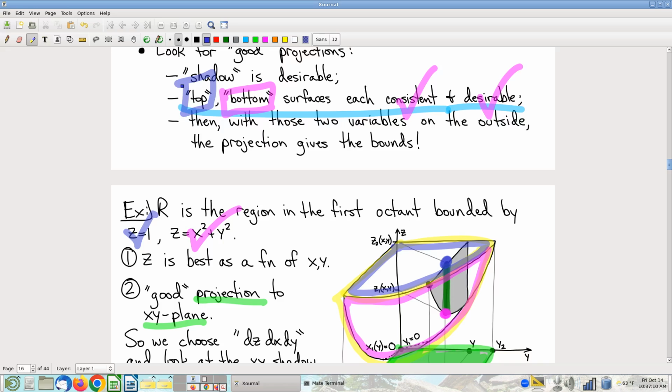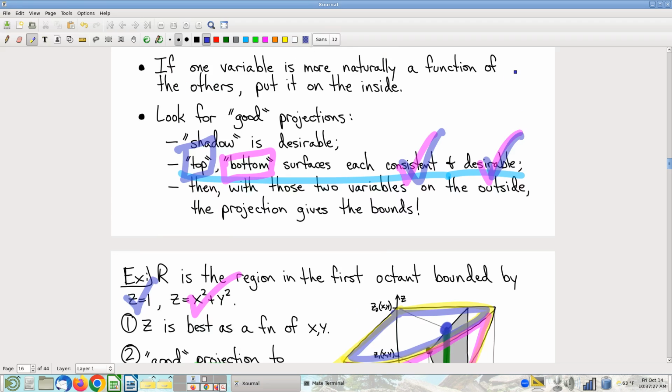So the top surface, consistently, always on the same surface, always the same equation, and desirable in the sense that, well, it's got a nice equation. There's nothing creepy or weird about this. Everybody with me? So this is what you want to look for. This is what defines to me a good projection.